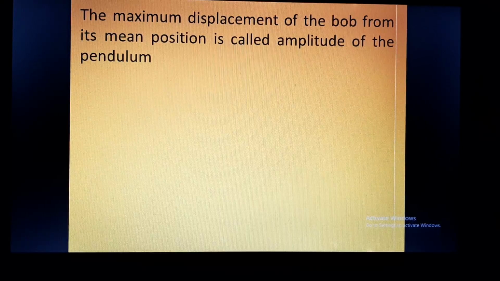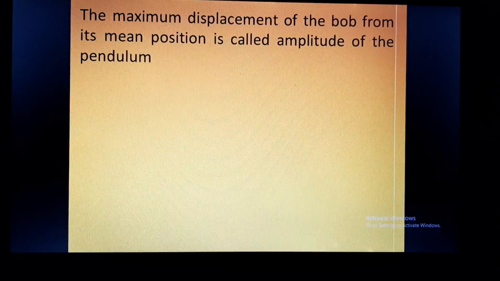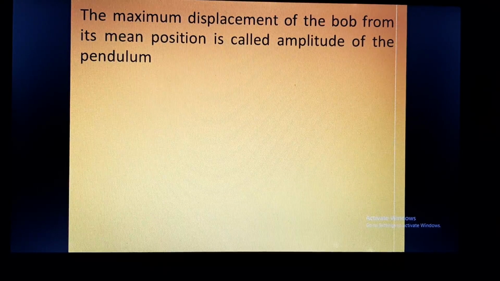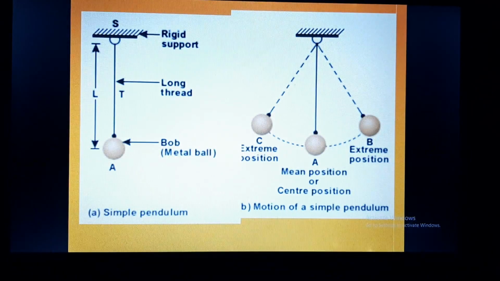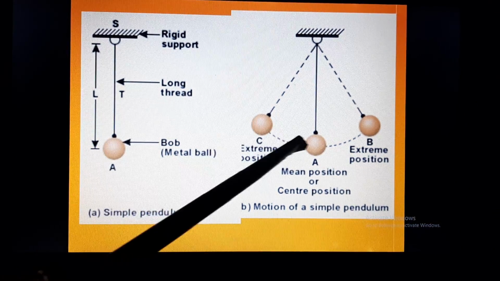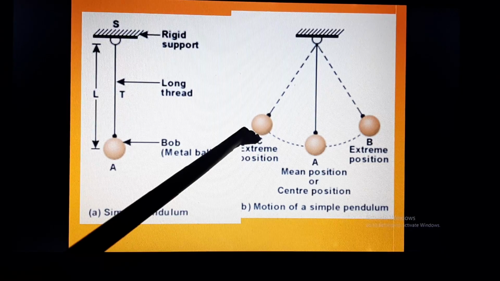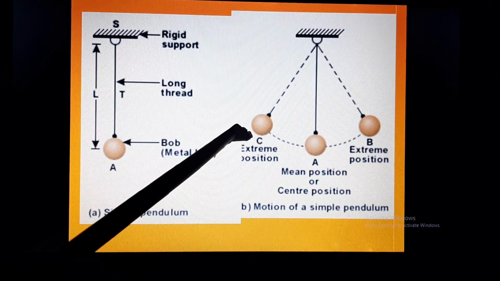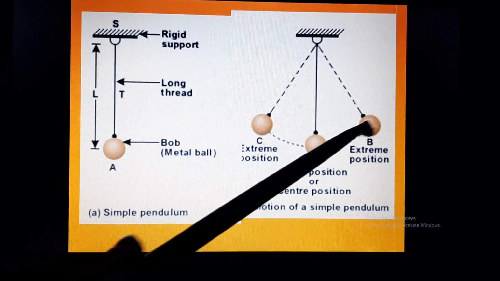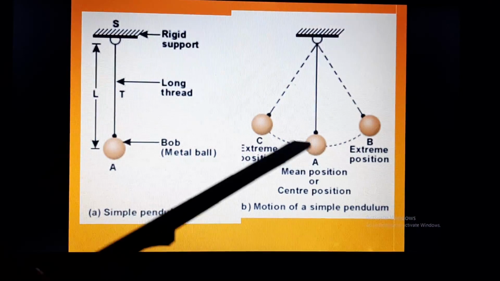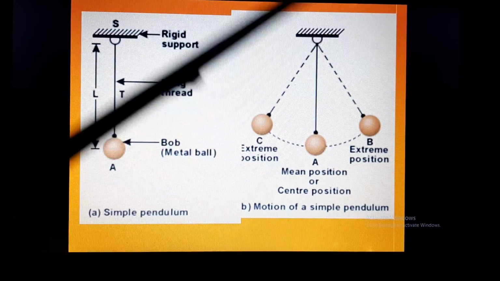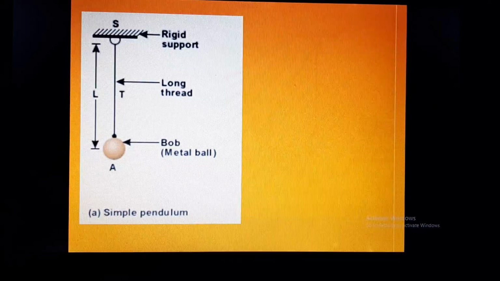The maximum displacement of the bob from its mean position is called the amplitude of the pendulum. What is the maximum displacement? That means from the mean position to one extreme position. So displacement AB or AC is called the amplitude of the pendulum. From this diagram, you can see A to C, this distance in one direction only, is called the displacement. This distance will be equal to the other distance. So AB or AC, both are amplitude, and both of them are equal.